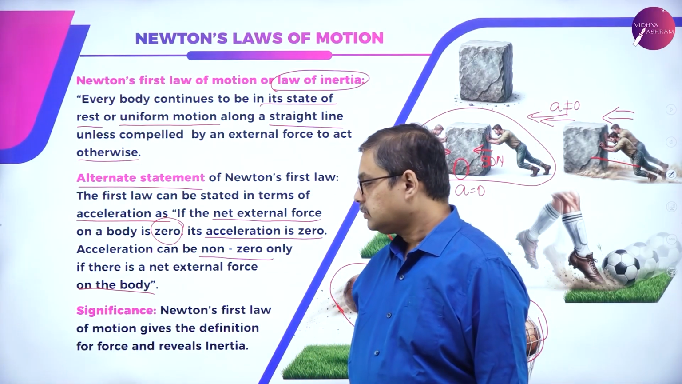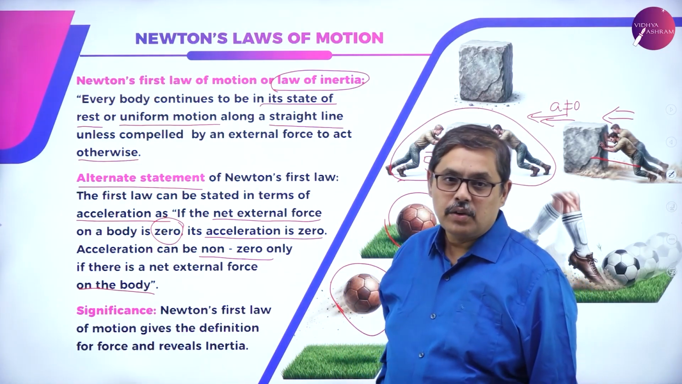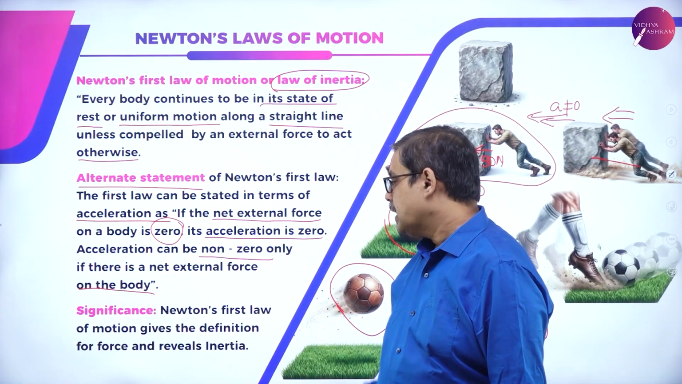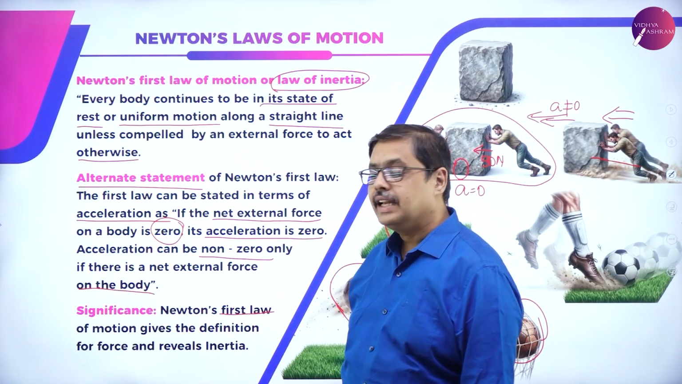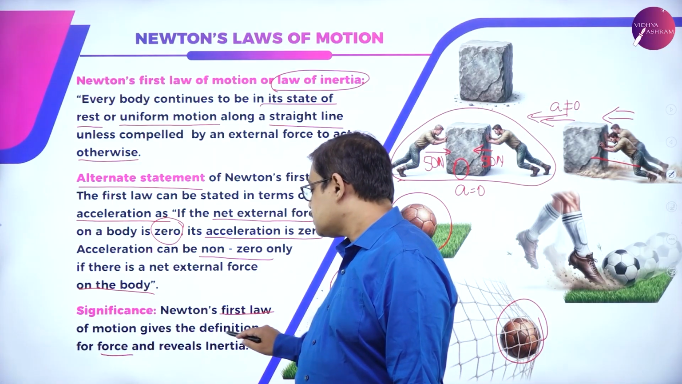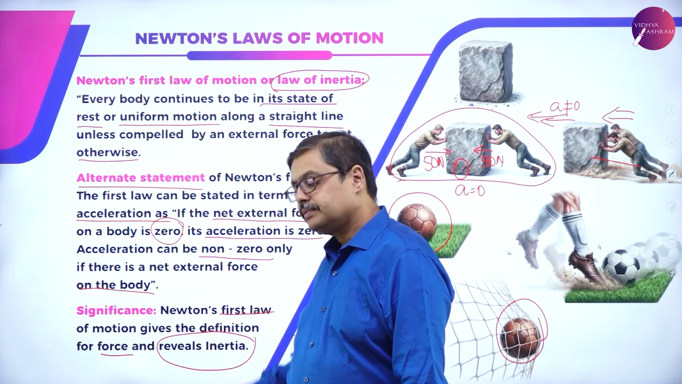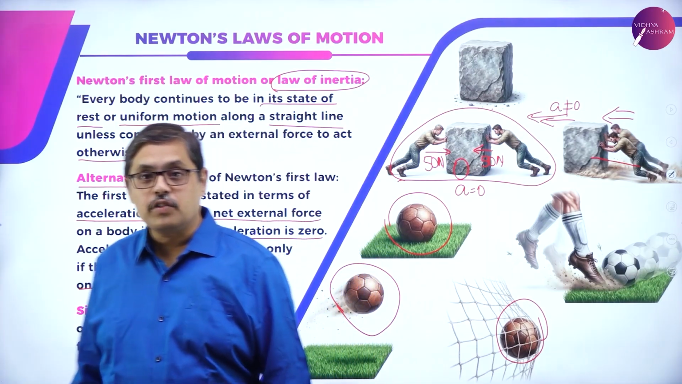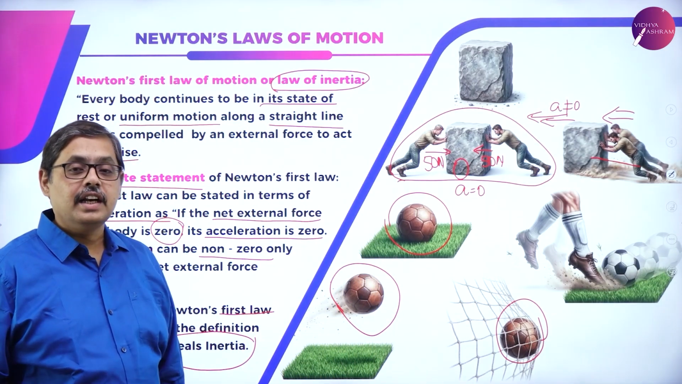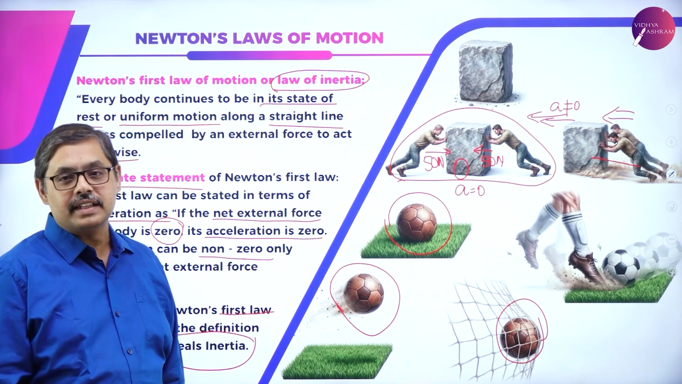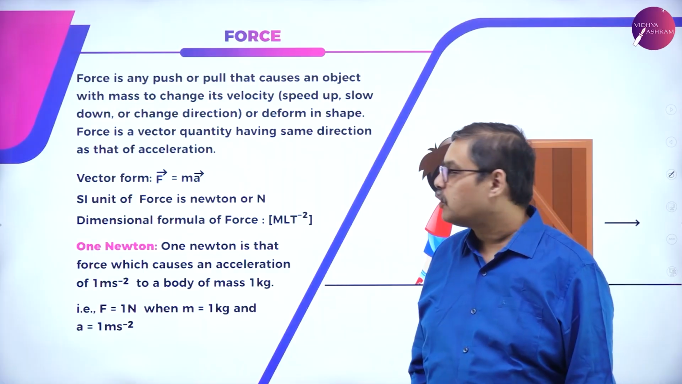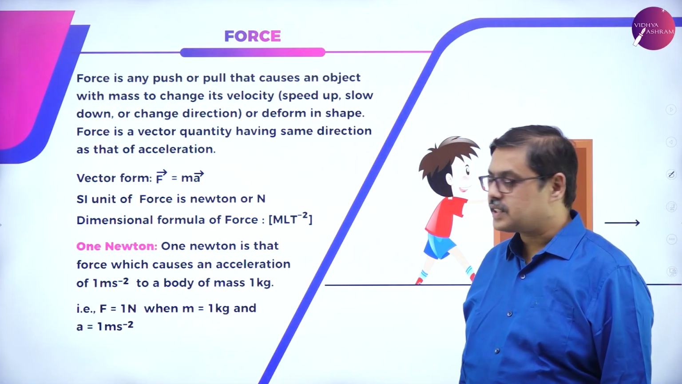Okay? What is the significance? What is the importance of this Newton's first law of motion? Newton's first law of motion gives the definition for force and reveals what is inertia. So our definition of force comes from this Newton's first law of motion. It also lets us understand what is inertia. So once we said that, it lets us understand what is force. Let us check what is force.